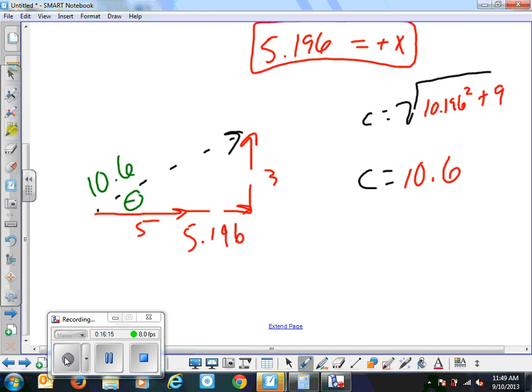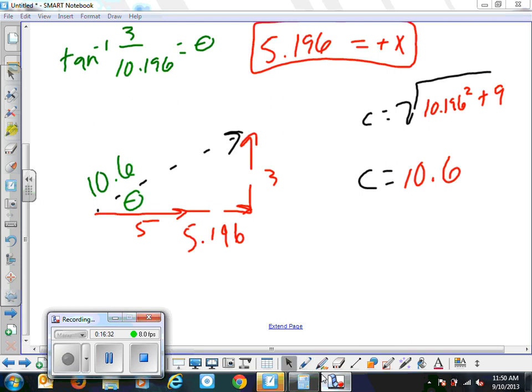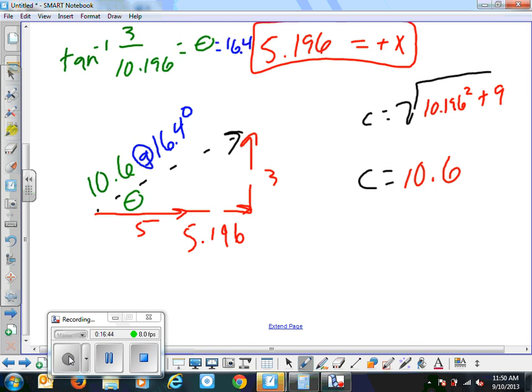Okay, and now we have to do our tangent inverse of opposite over adjacent equals theta. And what is that number? So it's at 16.4 degrees, and that would be above positive x, okay?